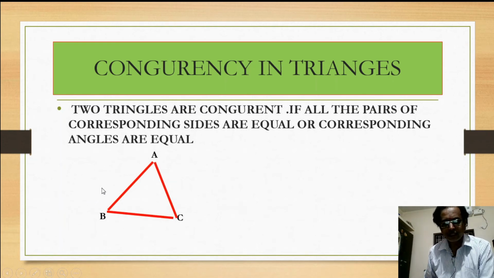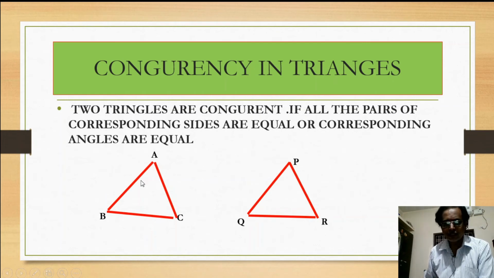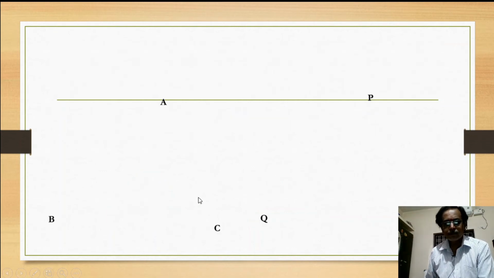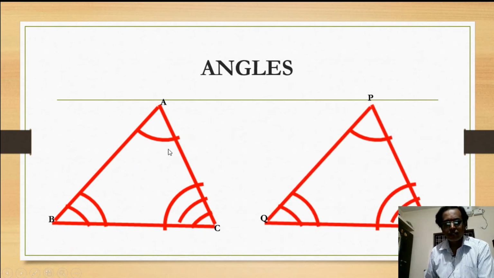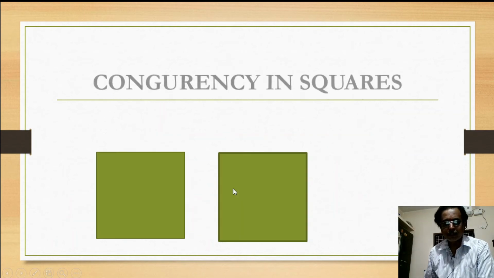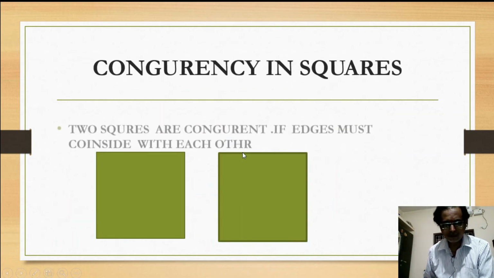So ABC is one triangle and its congruent triangle is PQR. So here AB is equal to PQ, BC is equal to QR, and AC is equal to PR. Okay. Now with respect to angles also, ABC and PQR are congruent. Here angle A is equal to angle P, angle B is equal to angle Q, angle C is equal to angle R.